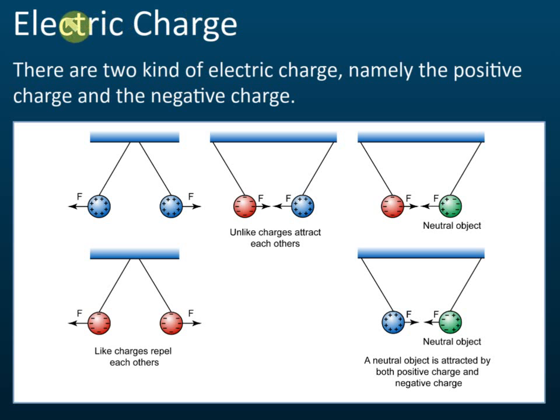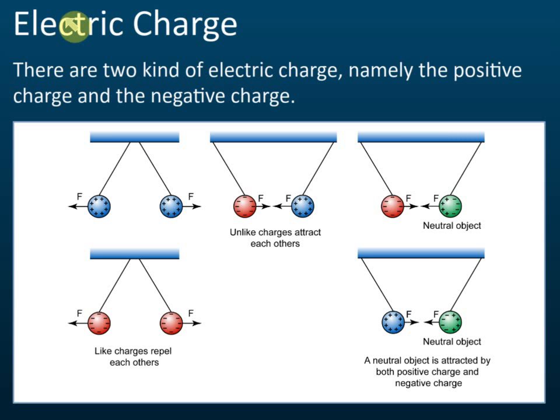Let's start with electric charge. There are two types of charge, positive charge and negative charge. When charged particles are brought close to each other, they will produce electrostatic force. Okay, charged particles, when we put them close together, electrostatic force will be produced.